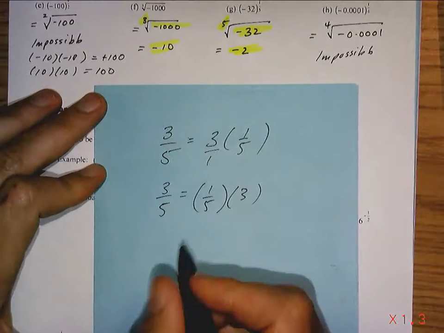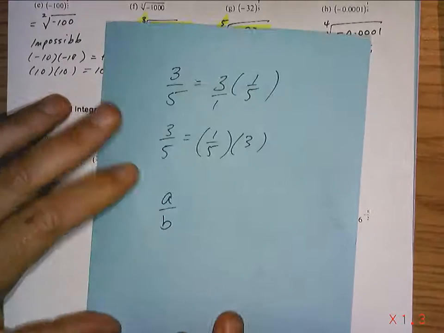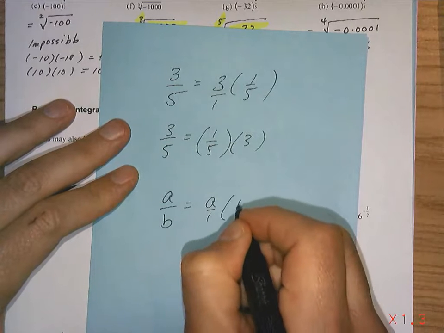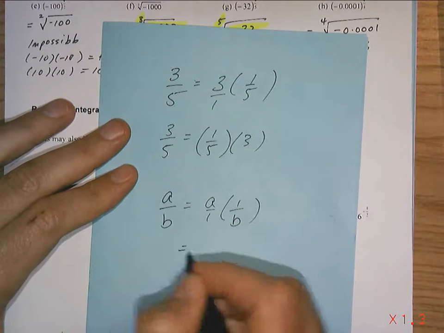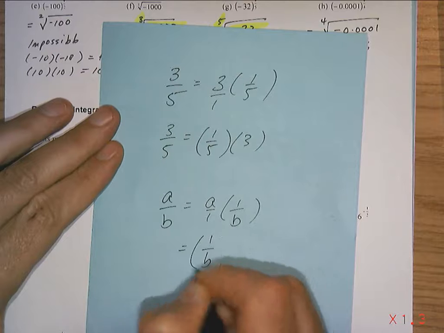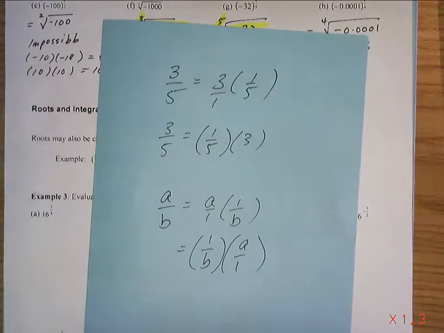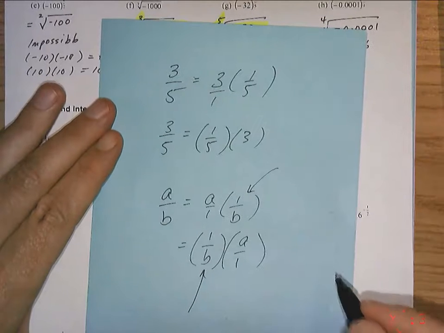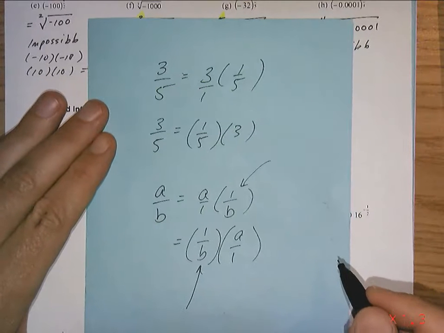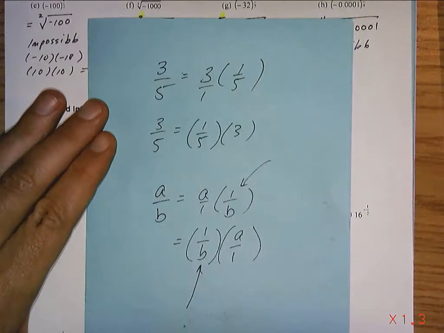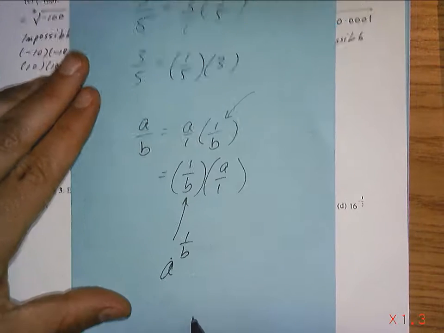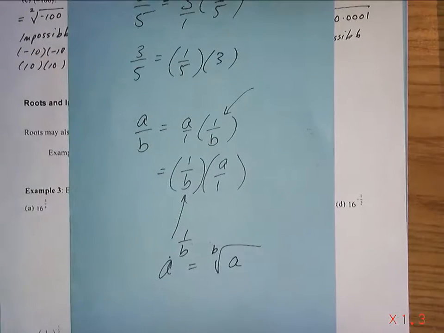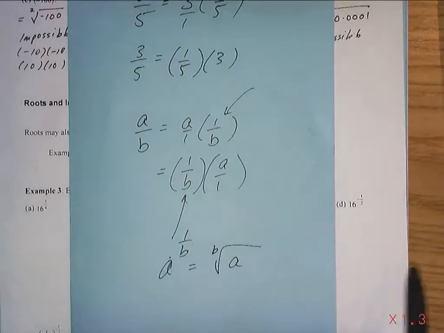So in other words, when I have a fraction, a over b, it can be changed into either a over 1 times 1 over b, or it can be changed into 1 over b times a over 1. So I break it up. What's the point of doing that? This 1 over b is important, because when I have an exponent of 1 over b, we know that it is equal to the b root of that radicand. And that's what we're going to be using moving forward.